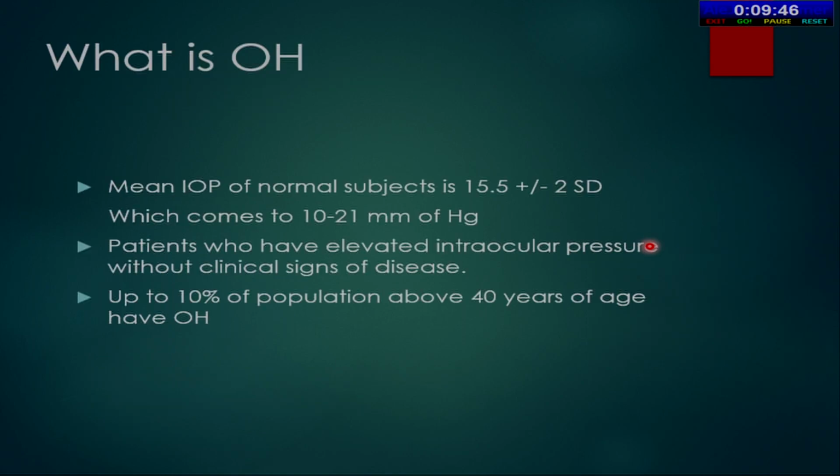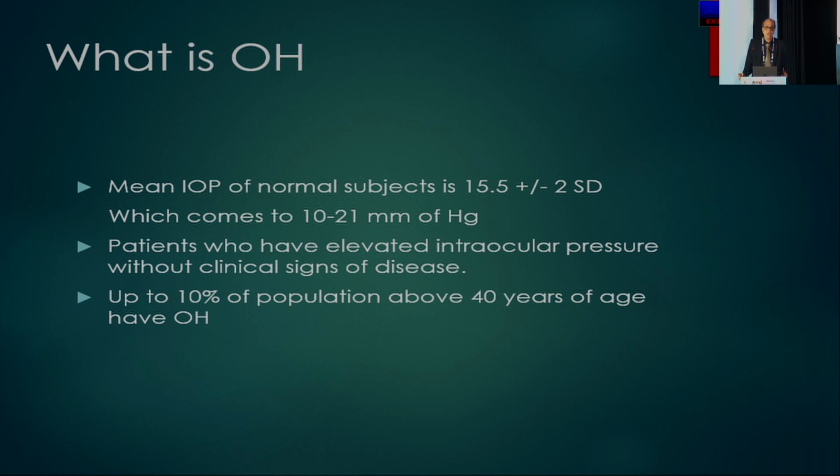So, what is ocular hypertension? The normal intraocular pressure in any individual is around 15.5 or 16 millimeter of mercury, plus minus 2 standard deviations, which comes to the range of around 10 to 21 millimeter of mercury. So the patient who has an intraocular pressure of more than 21 millimeter of mercury, but without any sign of having glaucoma, falls into the category of glaucoma suspect.